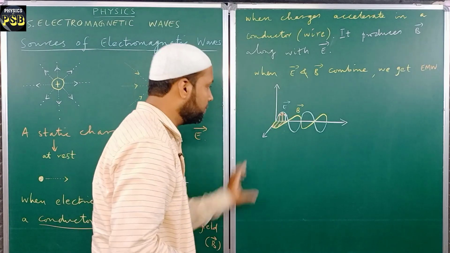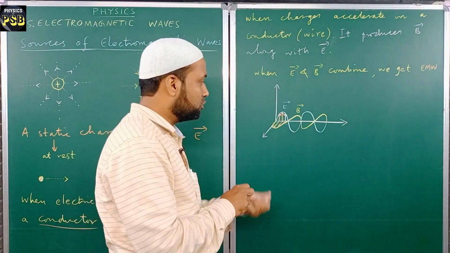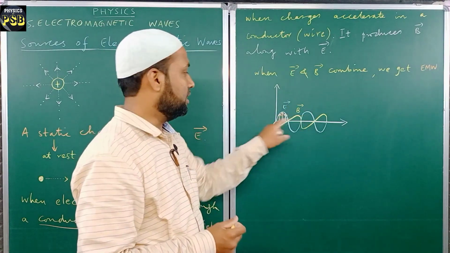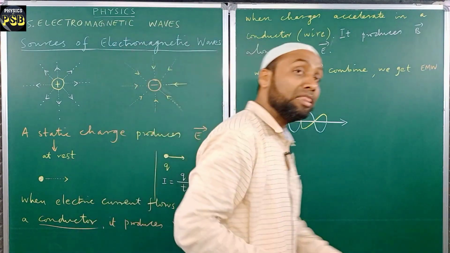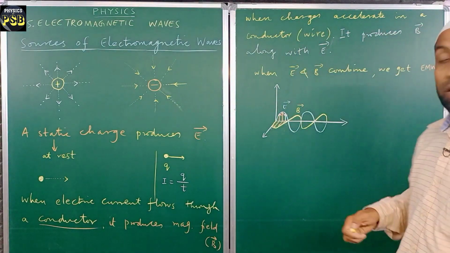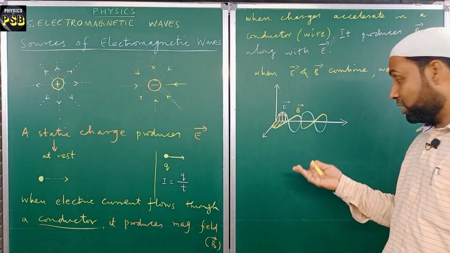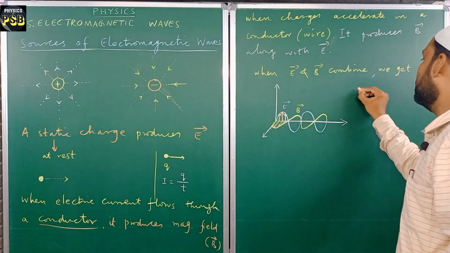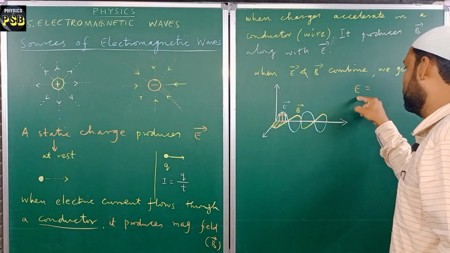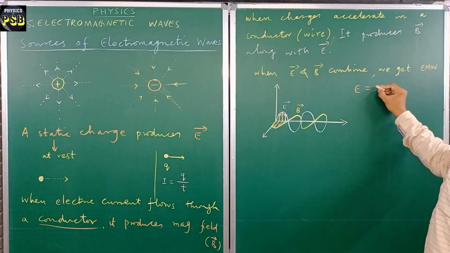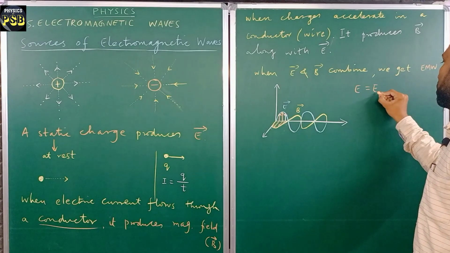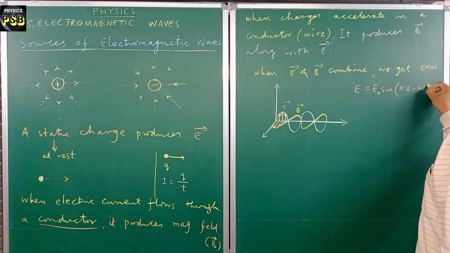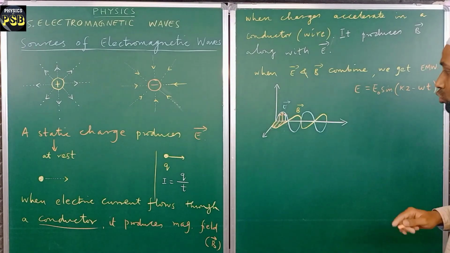Being a wave, it has got two kinds of oscillations. Electric field oscillates and magnetic field also oscillates. So, mathematically we can represent them by some equations. Here I use E to represent electric field. It can be taken as E naught sine of kz minus omega t. This is the equation used to represent a sine wave.